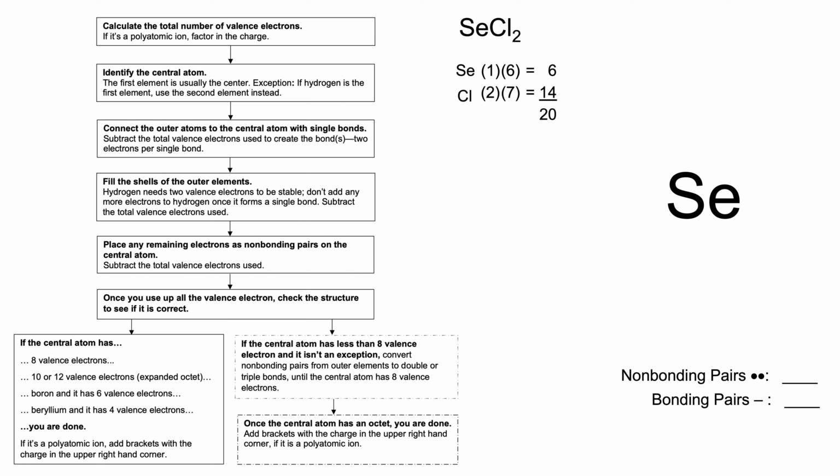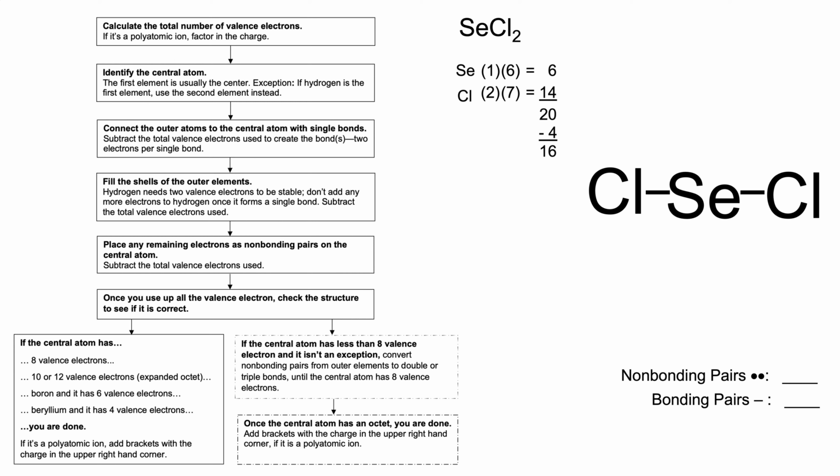Selenium is placed as the central atom. The 2 chlorines are placed around it, and I'm connecting each chlorine to selenium using a single bond. I use up 4 valence electrons to do that. Now I have 16 left over.